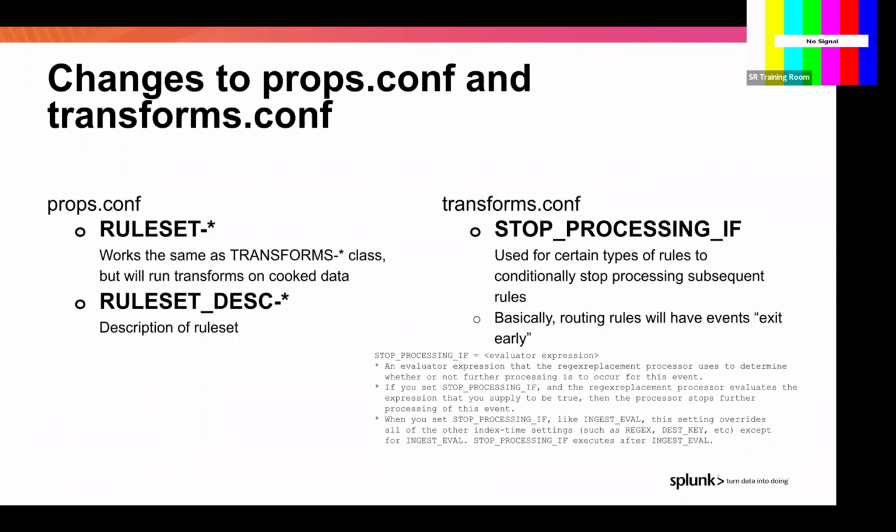That is, if you have multiple transforms or rule sets for source type. Previously, and this is something you'll run into if you're fiddling with the conf files, there's no way to say stop processing something, don't execute any more transforms or rule sets. This new stop processing if supports that.